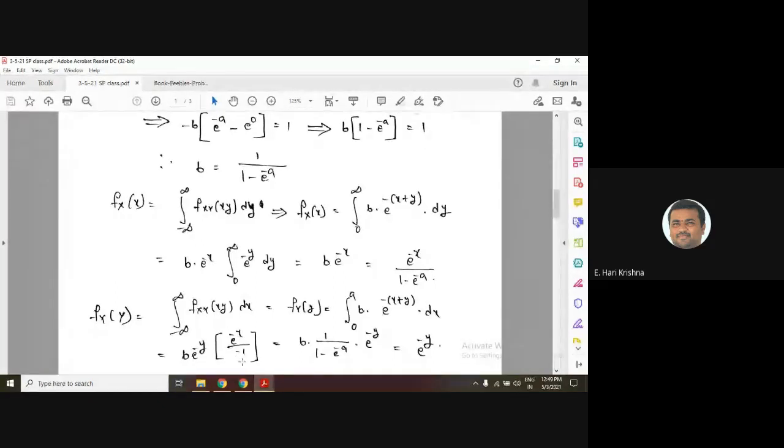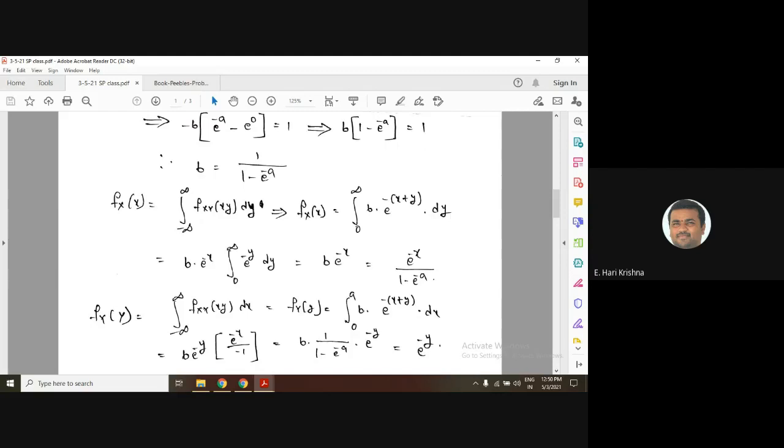This value is not 1 here. It is e power minus x by minus 1, limits from 0 to a. So 1 by e power minus a minus 1 should be there. But because minus 1 is kept inside, that becomes 1 minus e power minus a. Sorry, I have written wrong here. Just take a correction here. This 1 minus e power minus a should be the numerator, not the denominator. Please make this correction in your notes.